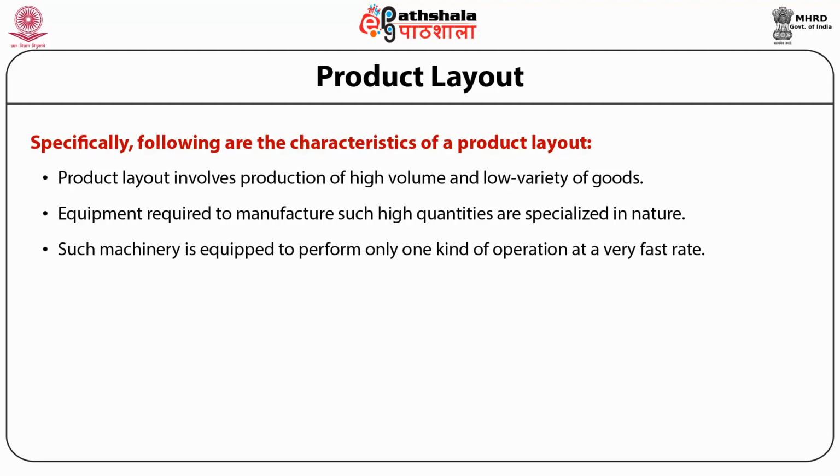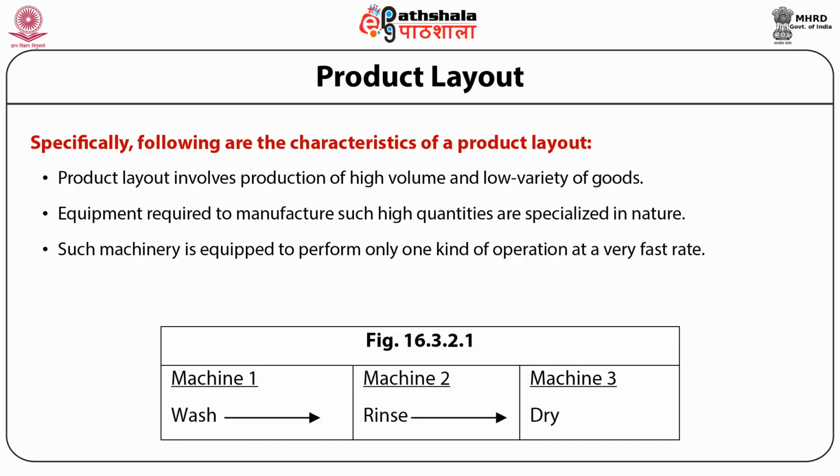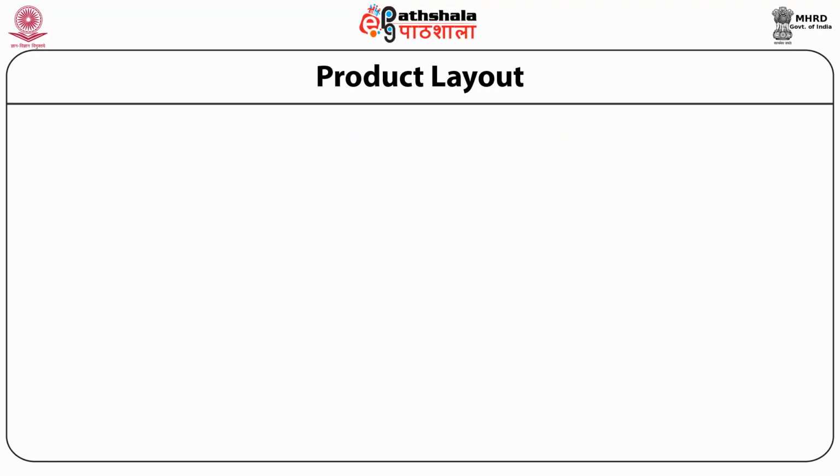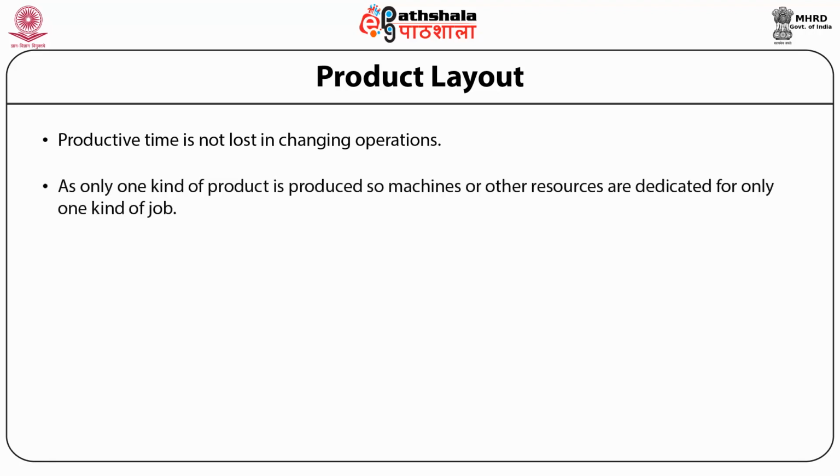Product layout involves production of high volume and low variety of goods. Equipment required to manufacture such high quantities is specialized in nature. Such machinery is equipped to perform only one kind of operation at a very fast rate. For instance, in the car washing example as shown in the figure, one machine is equipped to perform only one kind of job: machine 1 can perform washing, machine 2 is for rinsing, and machine 3 is for drying operation. No machine can replicate the job of another machine.